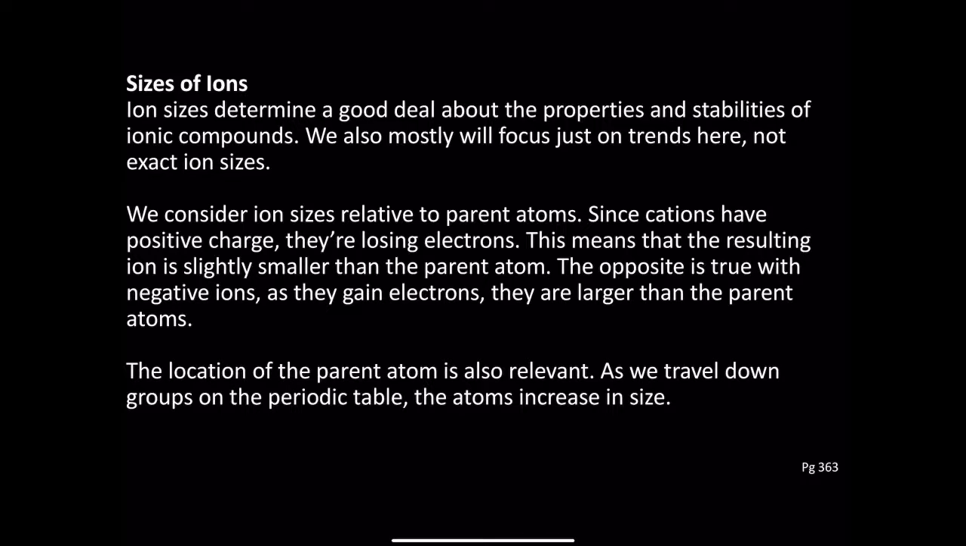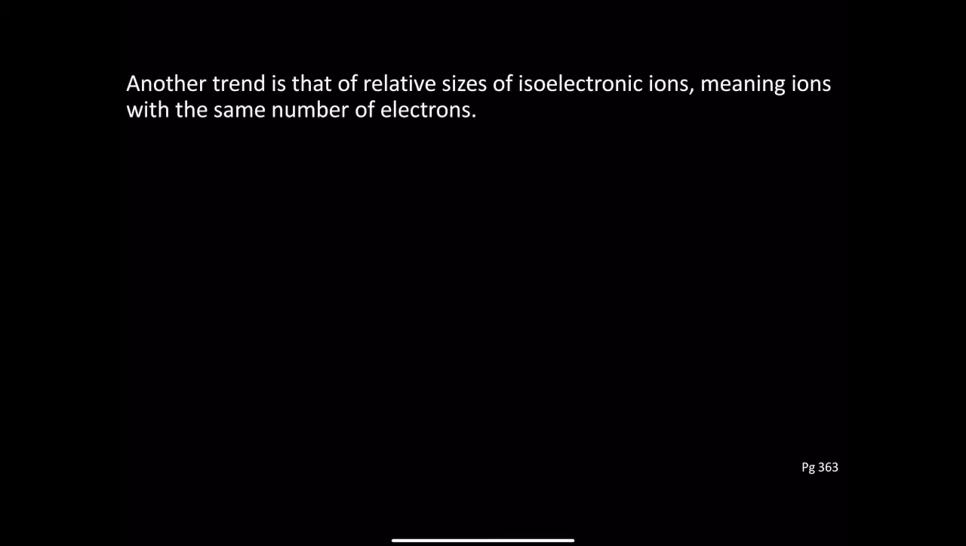But the location of the parent atom is also relevant. As we travel down groups on the periodic table, the atoms increase in size, which makes sense because we're adding a full shell basically every row that we travel down. Another trend is the relative sizes of the isoelectronic ions, meaning ions with the same number of electrons. So we're going to examine those as well. Isoelectronic, again, meaning same number of electrons.